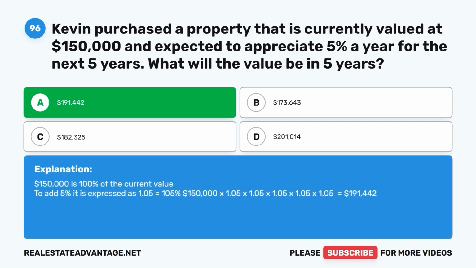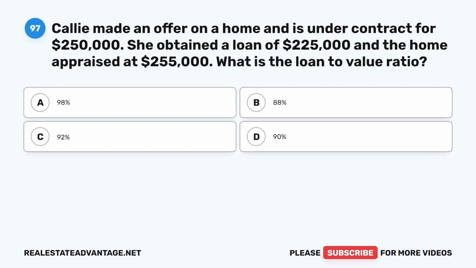$191,442. $150,000 is 100% of the current value. To add 5%, it is expressed as 1.05 equals 105%. $150,000 times 1.05 times 1.05 times 1.05 times 1.05 times 1.05 equals $191,442. Question 97. Callie made an offer on a home and is under contract for $250,000. She obtained a loan of $225,000 and the home appraised at $255,000. What is the loan-to-value ratio?